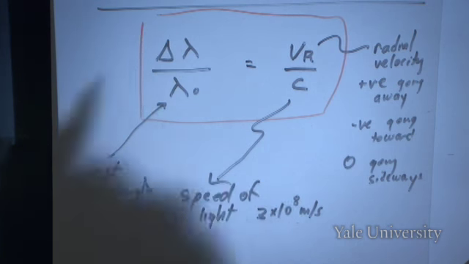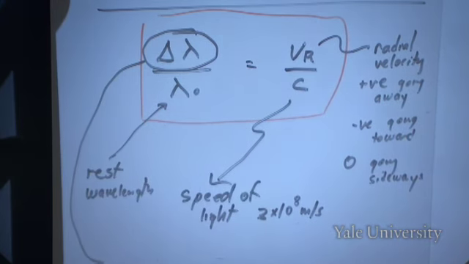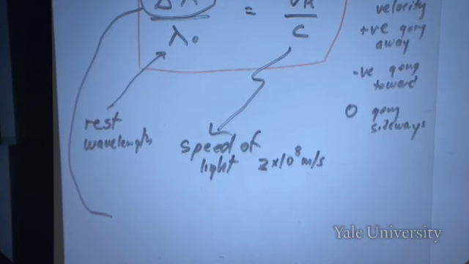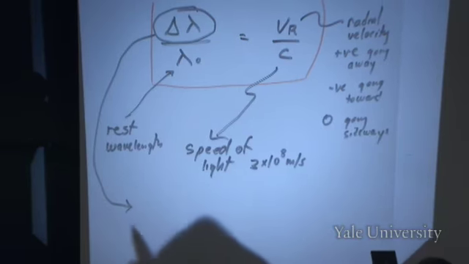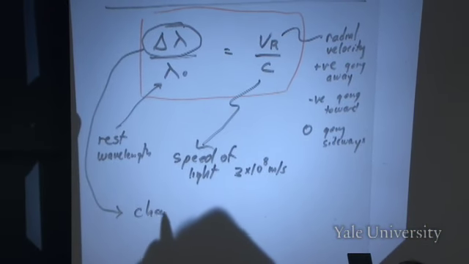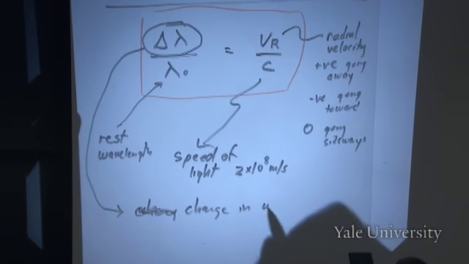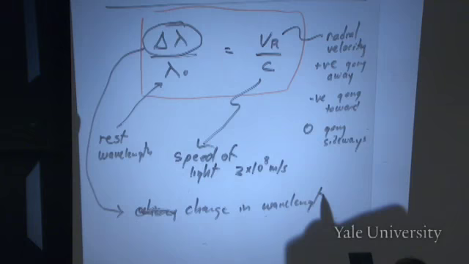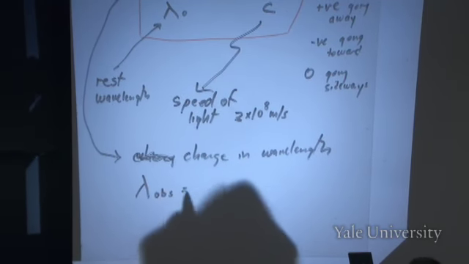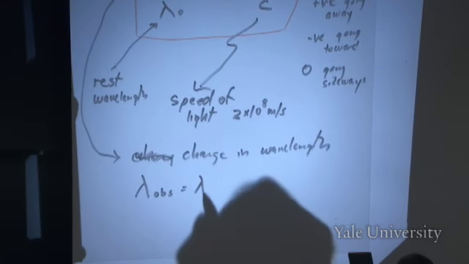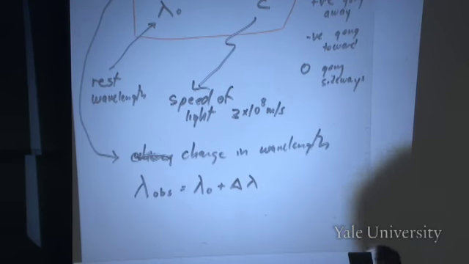And delta lambda, this is not delta times lambda. That's one symbol, confusingly enough. Delta always means change. You may remember this from calculus. If you've taken calculus, delta always means change. So this is a change in the wavelength. And it is defined such that the observed wavelength is equal to the rest wavelength plus the change in the wavelength induced by the radial velocity.